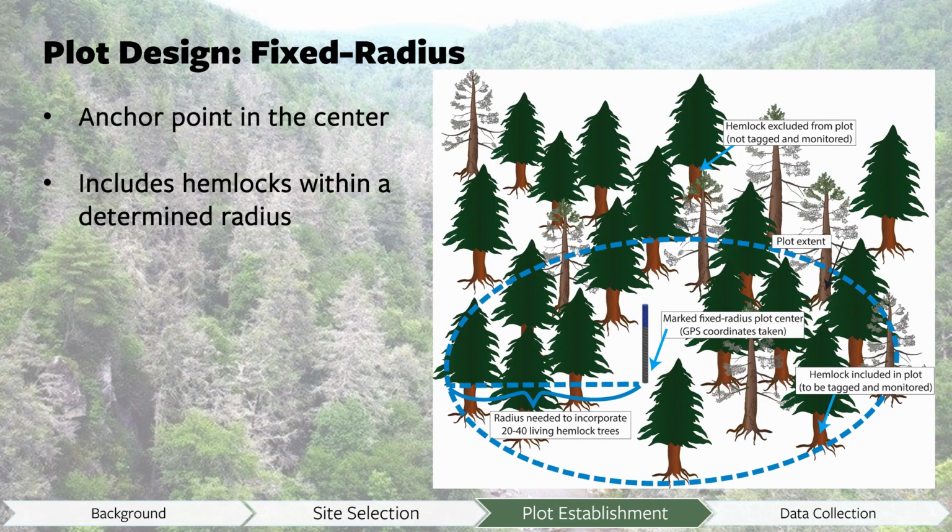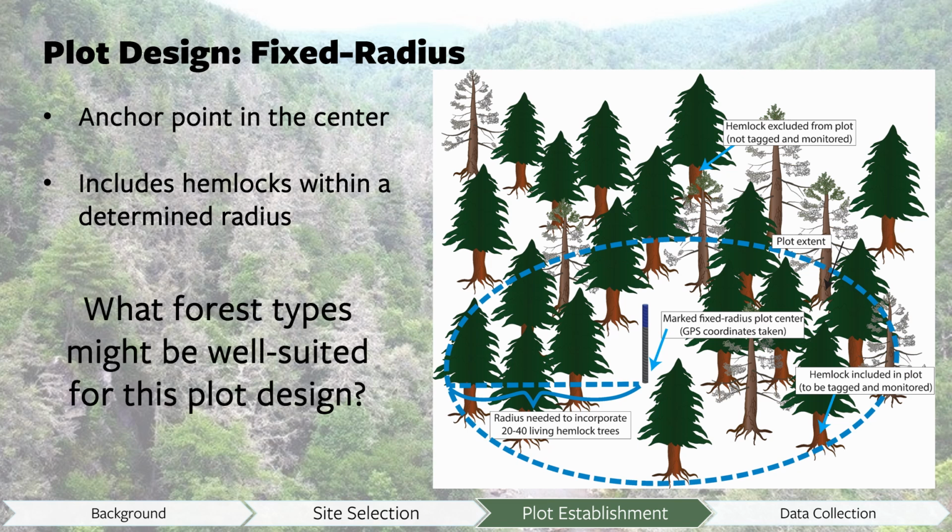So first we've got a fixed radius plot. Basically what this looks like is you use a center point that's fixed. You might put some kind of permanent marker there. Sometimes people will use marked rebar. If you want to just collect a GPS coordinate or tag a tree in a particular way to mark that center point, that's also acceptable. It's really just what works for your own type of plot monitoring. But essentially you choose a center point that's fixed, and then you pick a radius that's necessary to incorporate 20 to 40 living hemlock trees.